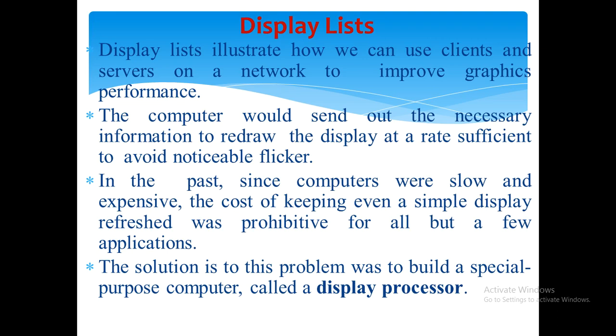The computer would send out the necessary information to redraw a display at a rate sufficient to avoid noticeable flicker, flicker free, right? As I told, if the refresh rate is very low, then you may feel that flickers are coming on the monitor. To retain a flicker free monitor in any application, you have to send the necessary frame rate, right? This is in a network. It is the same case in a standalone system also. These will help to process this.